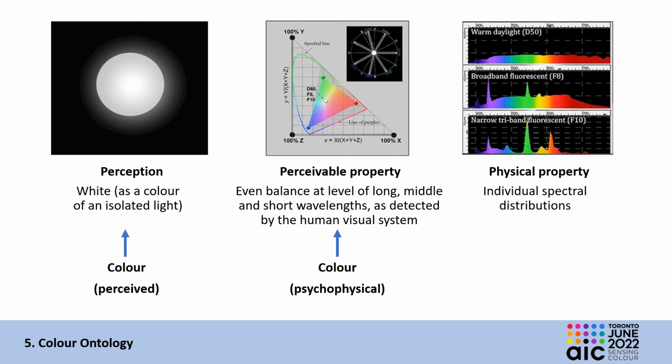In terms of Hardin's well-known quote, "Coloured objects are illusions but not unfounded illusions," psychophysical colour specifications identify for practical purposes the properties of lights and objects that our illusions of perceived colour are founded on.